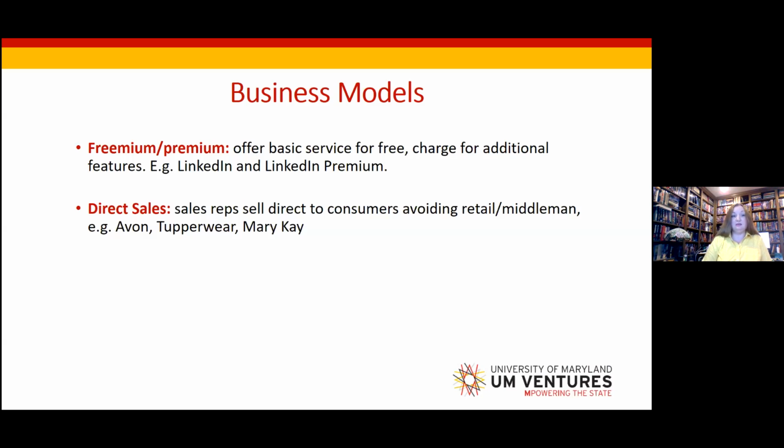Direct sales representatives sell directly to consumers, and they avoid retail middlemen. Some of the famous examples are Avon, Tupperware, and Mary Kay.